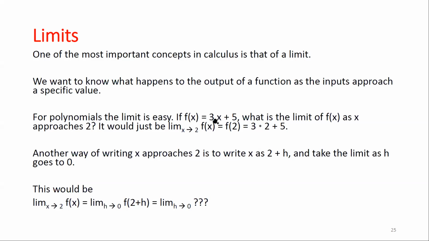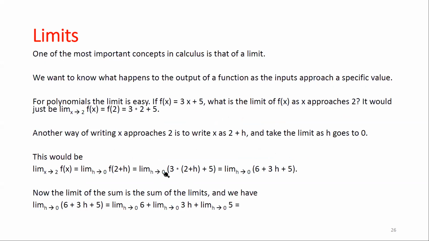It would be 3 times 1 plus 5, which is 8. What would f of 7 be? 3 times 7 plus 5. What would f of smiley face be? 3 times smiley face plus 5. So you just take the input and plug it in over here. And so when we put in 2 plus h, we get 3 times 2 plus h, plus 5.